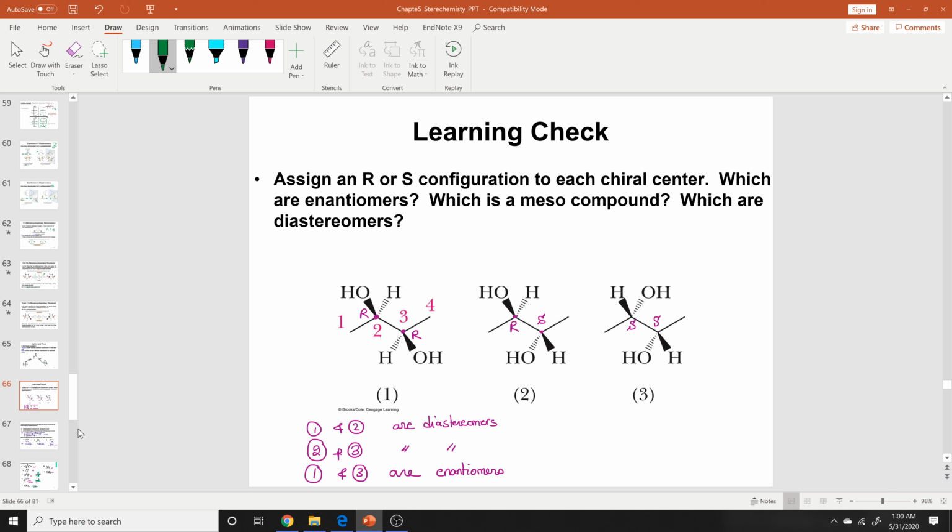When you have a question like this, please make sure to figure out the configuration around the chiral centers first. Once you figure out the configuration, you go by the definitions. If they are enantiomers, they should differ at all chiral centers. If they are diastereoisomers, they should differ at at least one chiral center. And for a meso compound, you are able to draw a plane of symmetry that cuts the molecule in half, so you should have groups that are the same.